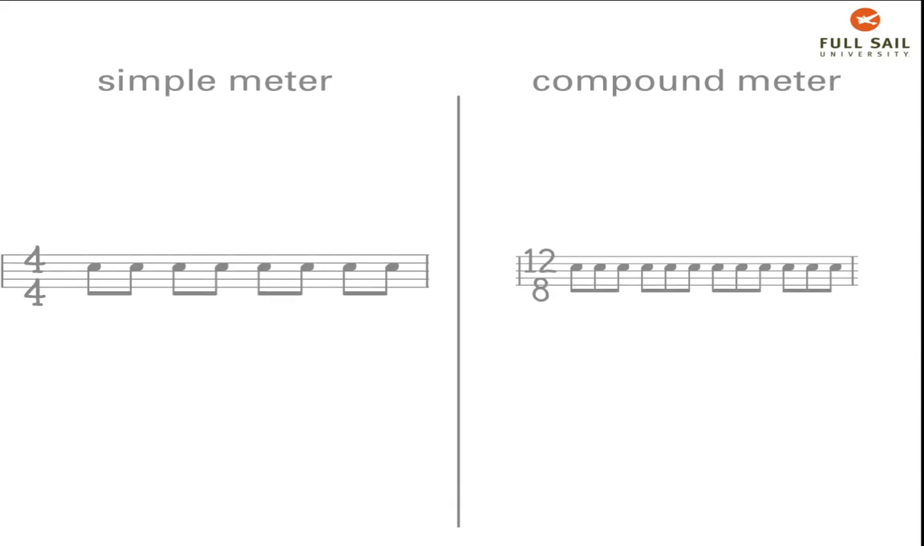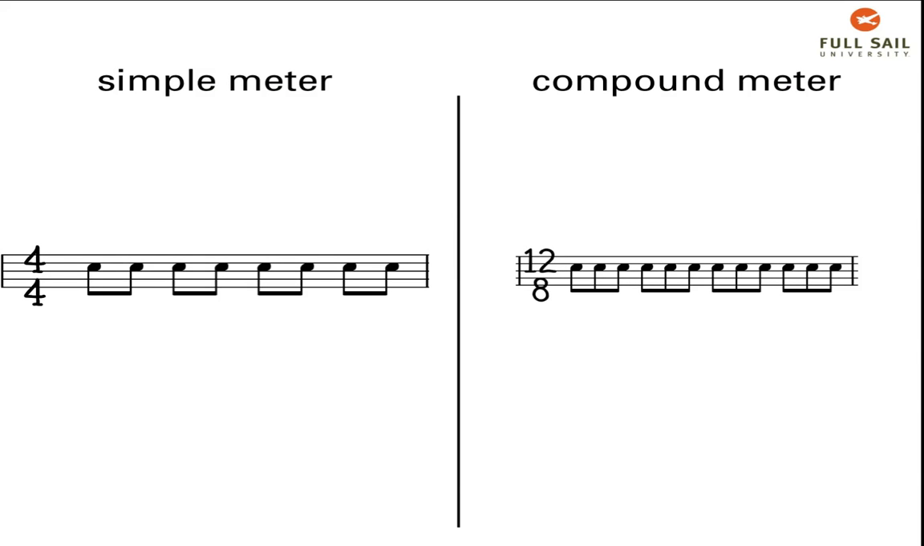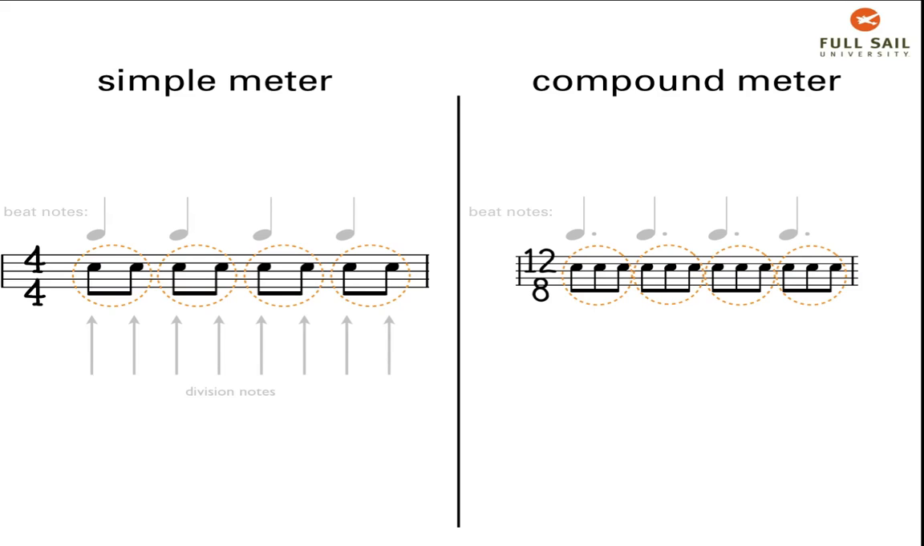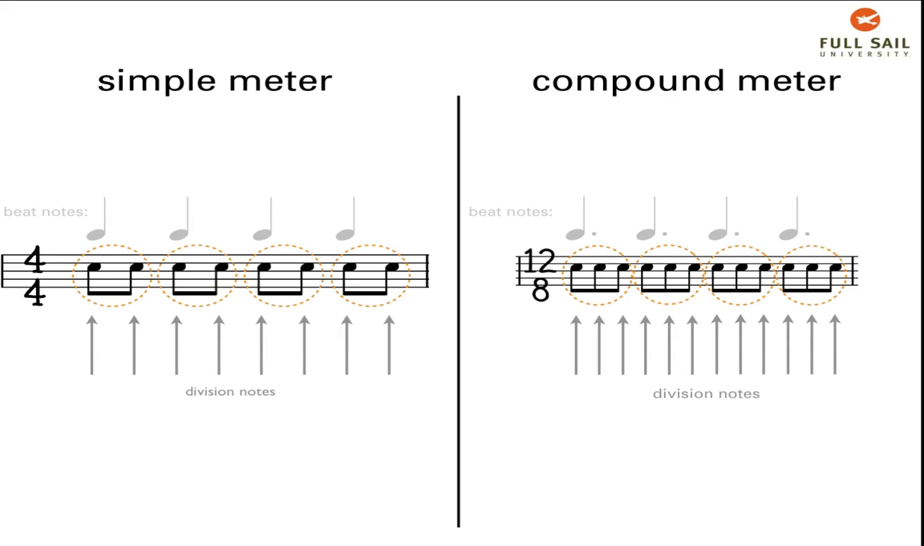Now let's compare a bar of eighth notes in 4/4 to a bar of eighth notes in 12/8. Because there are 4 beats per bar in both 4/4 and 12/8, it's easy to see the essential difference between simple meter and compound meter by looking at these 2 examples. In simple meter, each beat is naturally split into 2 divisions, while in compound meter, each beat is naturally split into 3 divisions. First, I'll play the one in 4/4.